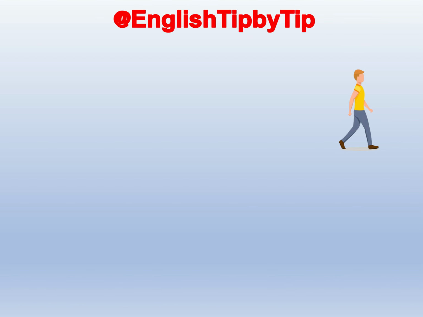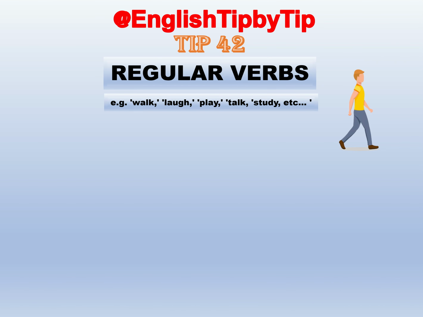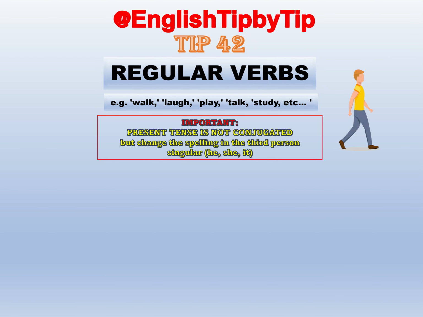English tip by tip. Tip 42. Regular verbs, e.g. walk, laugh, play, talk, study, and so on. Important. Present tense is not conjugated, but change the spelling in the third person singular.